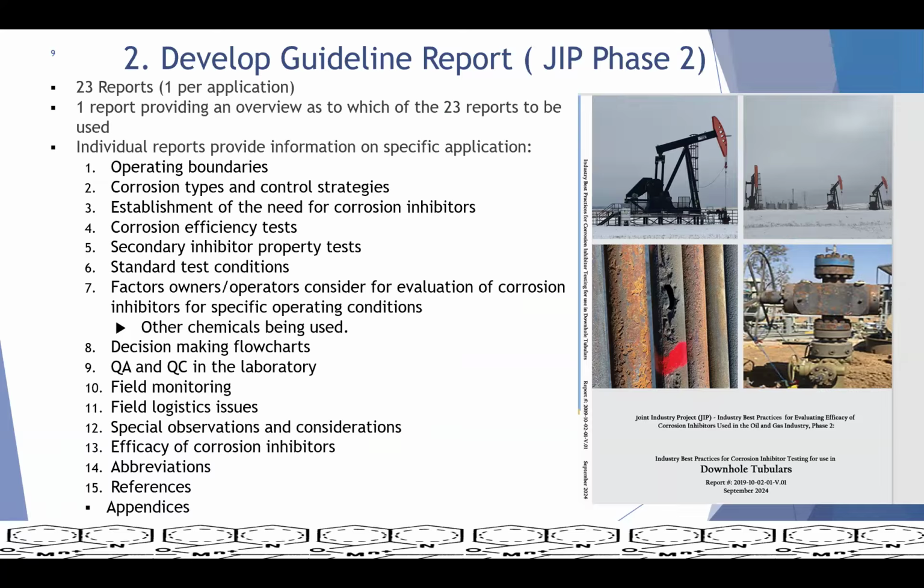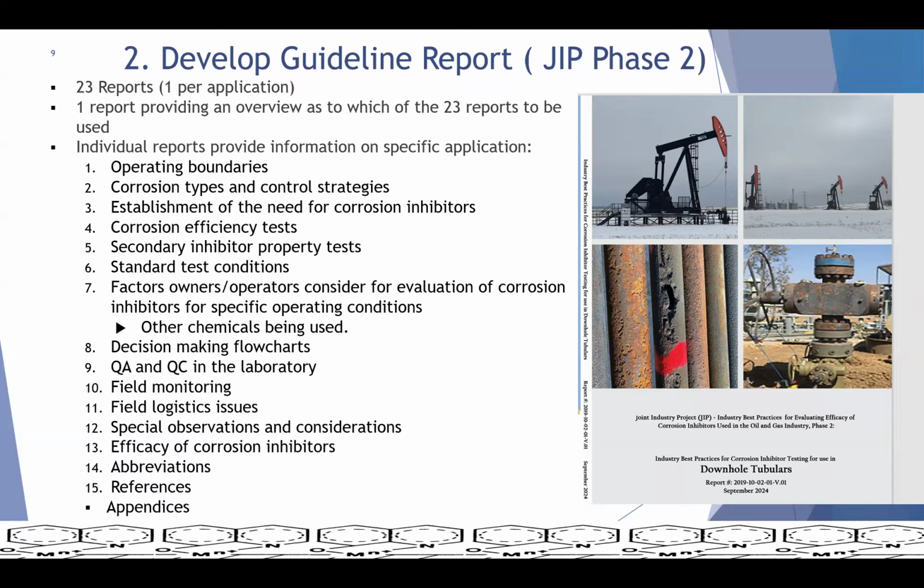Phase 2 provided a step-by-step procedure for each one of the 23 applications on how to select corrosion inhibitors, how to apply them in the field, and what the primary considerations are in doing both efficiency testing as well as secondary inhibitor properties testing.